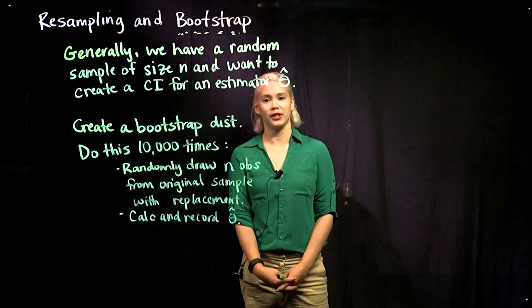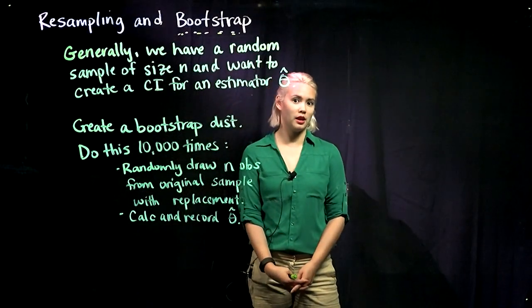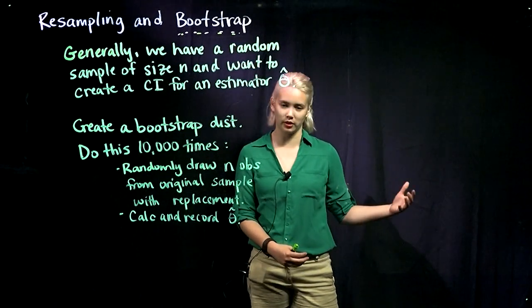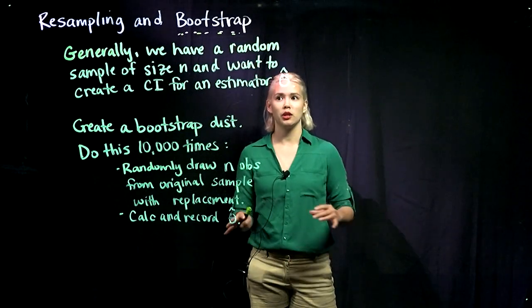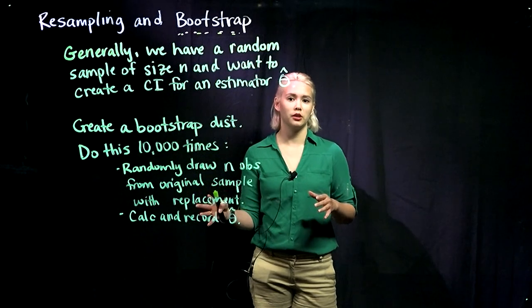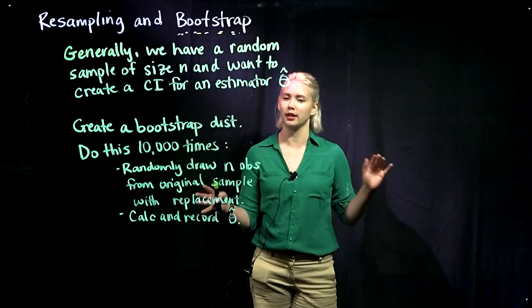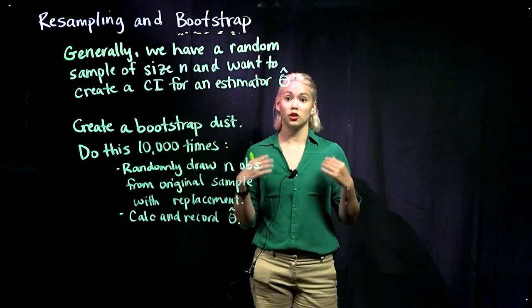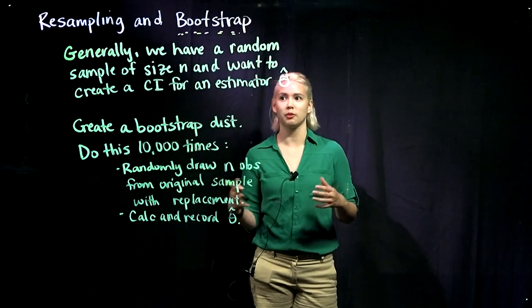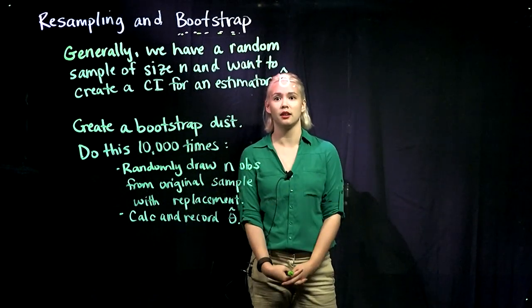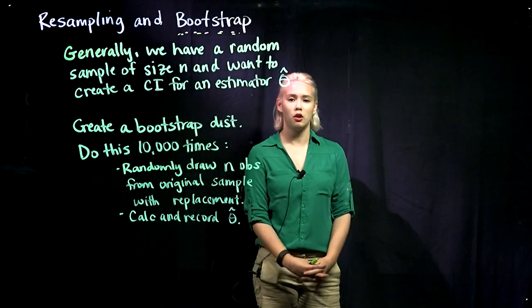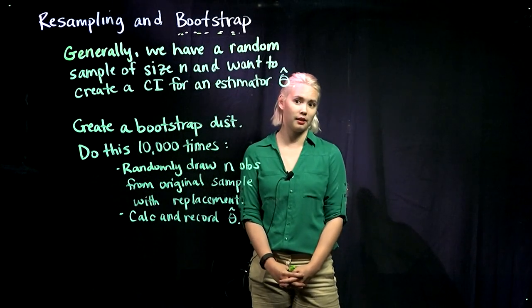We saw in the previous video how the bootstrap procedure works in a particular example. So we looked at baby birth weights. Now we're going to talk just a little bit more generally, so hopefully you can see how it applies in different settings. So our general setup is that we have a random sample of size n, and we want to create a confidence interval for some estimator theta hat.